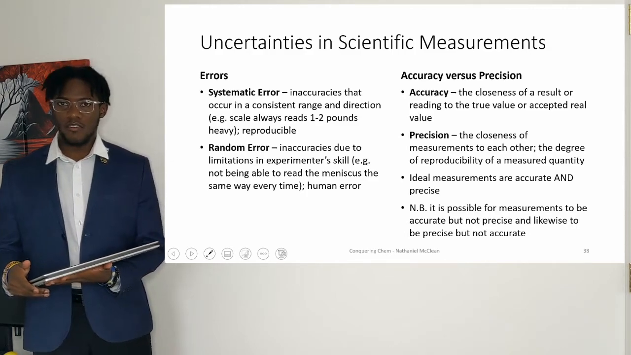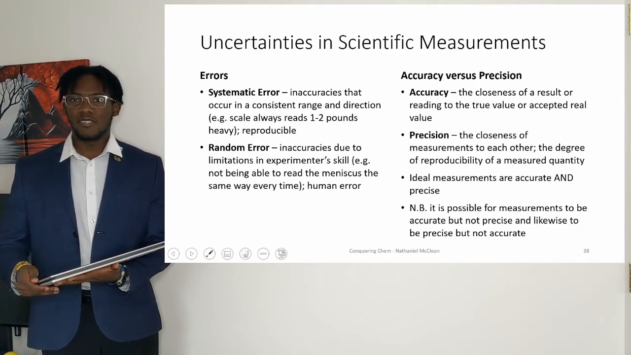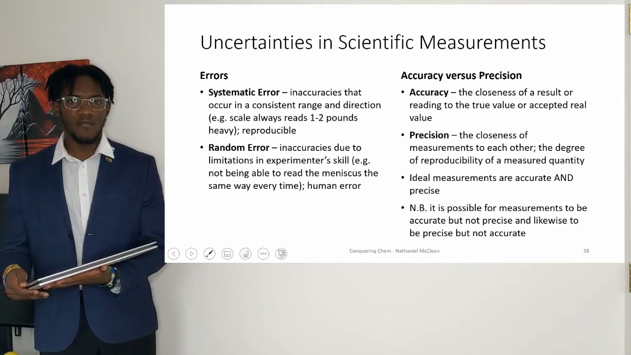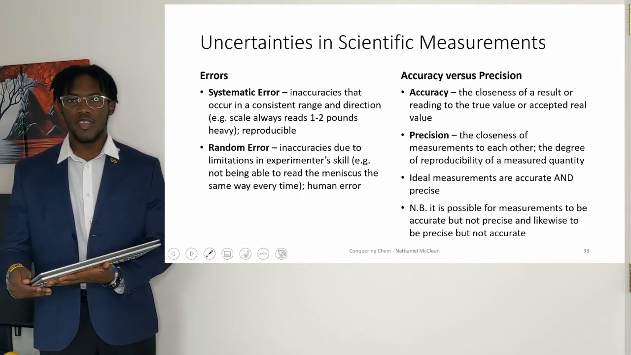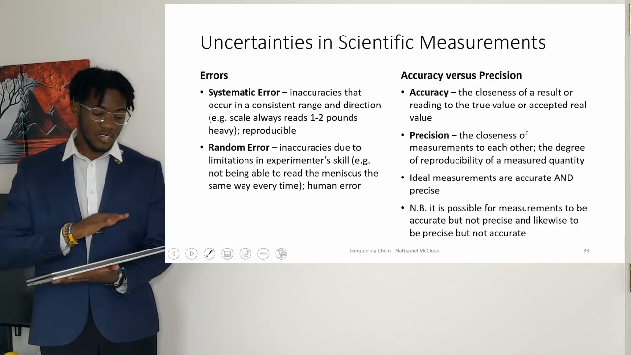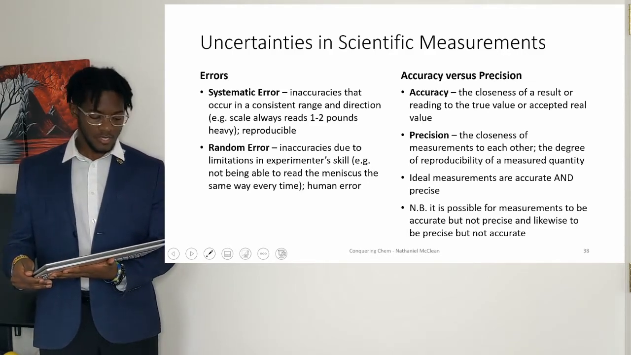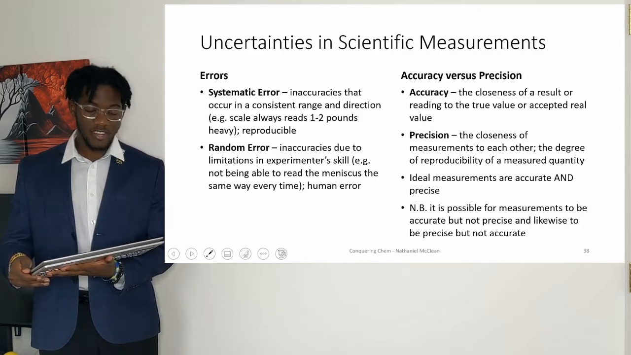So systematic error, before we go deep into the definition, we usually relate that to errors that occur because of the instrument itself, while random errors tend to be human errors because it has something to do with our own experimental skill. Looking at the definitions now, we see that systematic errors are those that have inaccuracies that occur in a consistent range and direction.